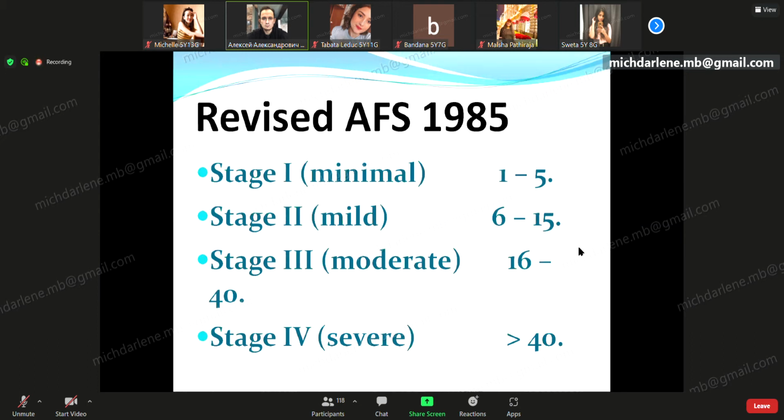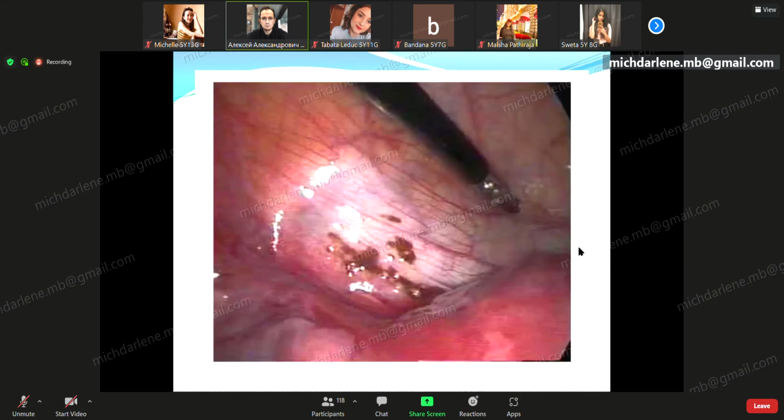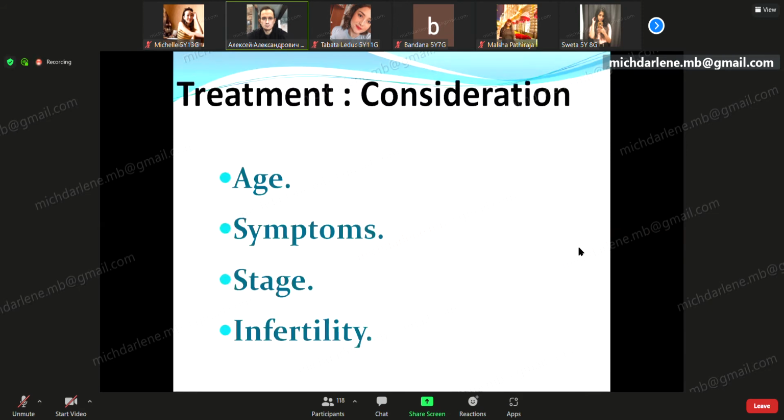That's why it is very difficult to work with endometriosis, guys, very difficult, and very difficult to treat. We need to keep in mind that different clinical cases mean different ways of treatment. In any case, we need to think about age, symptoms, stage, and infertility. And infertility will be the first step of our understanding.